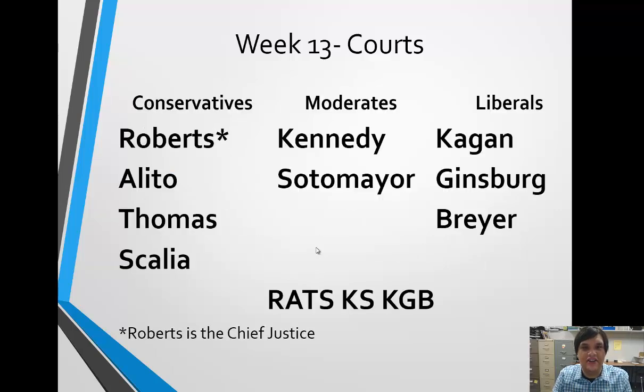But I also care that you know the different judges of the Supreme Court. If you remember the acronym RATS, Kansas, KGB, you're good to go. We went through this in the original lecture itself, but remember that RATS, Kansas, KGB breaks down in terms of conservative, moderates, and liberals. So the conservatives are the RATS. You have Roberts. I put a little star next to him because remember that he is the Chief Justice. You have Alito, Thomas, and Scalia. So RATS: Roberts, Alito, Thomas, and Scalia. Those are the conservative judges.